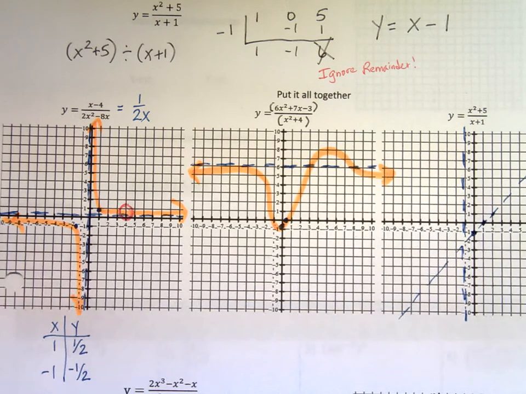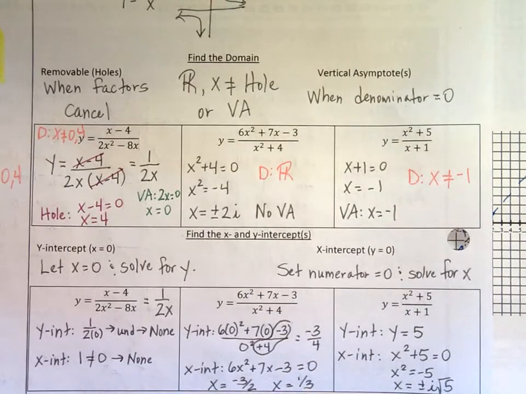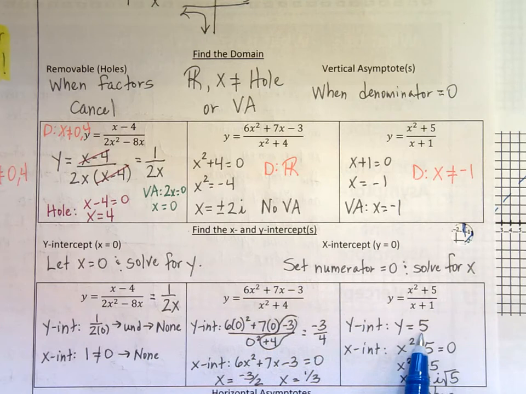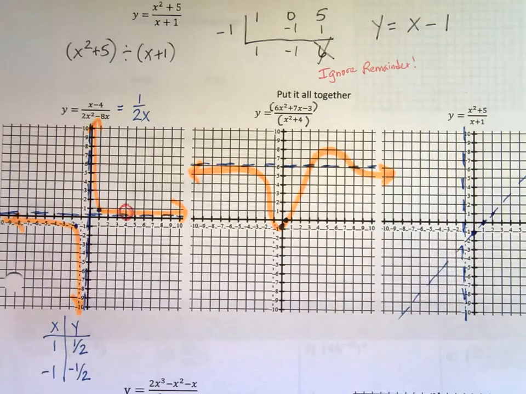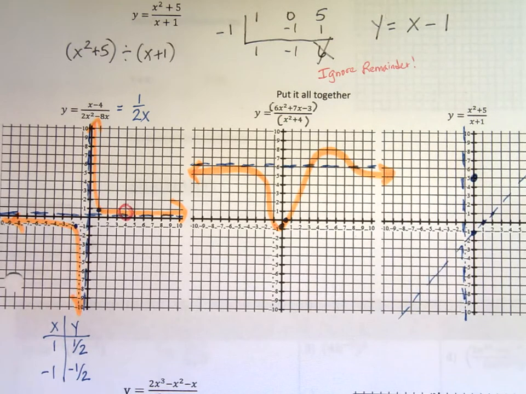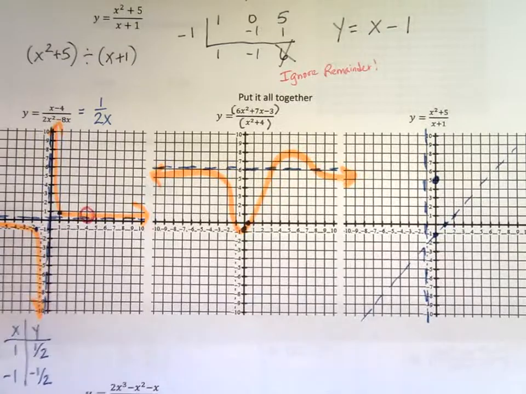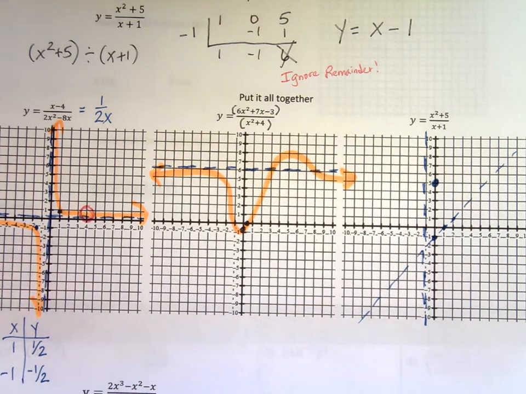Does it have any intercepts? Go back over here. Let's see. I do have a y-intercept of 5, but I do not have any x-intercepts. So I'm going to put my y-intercept at 5. There's my dot. And then I'm going to go to Desmos and I'm going to graph this thing. So when I go to Desmos and graph it, here it goes.